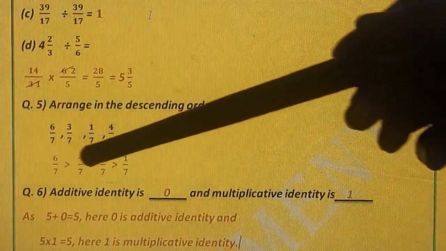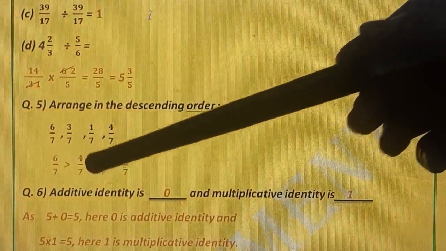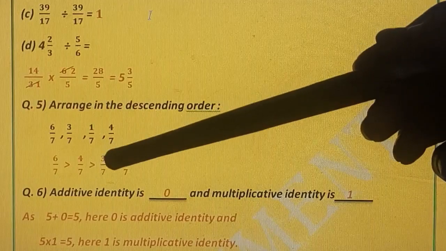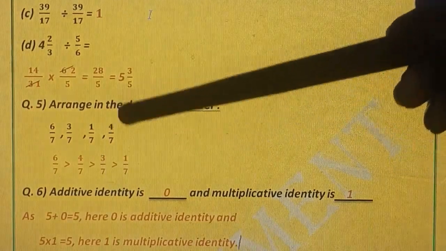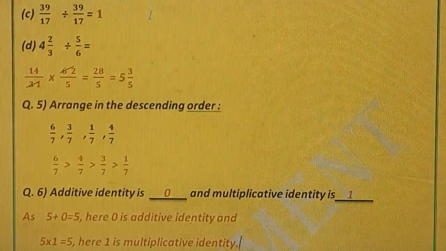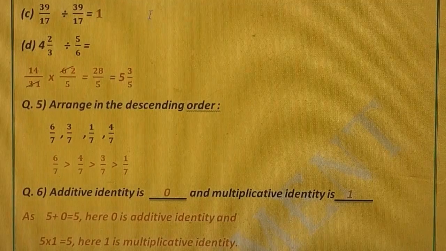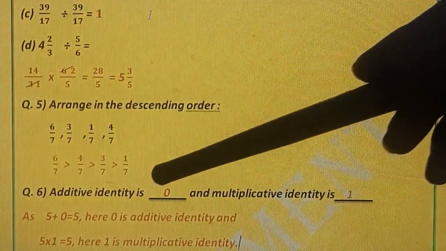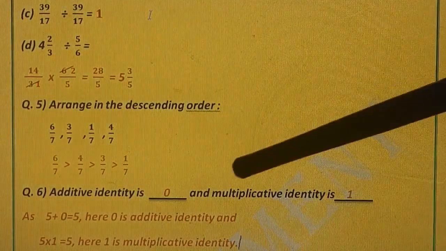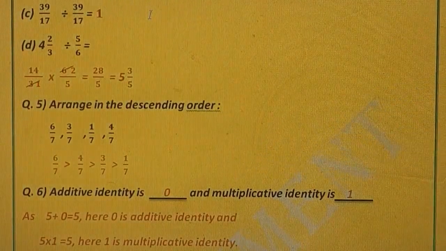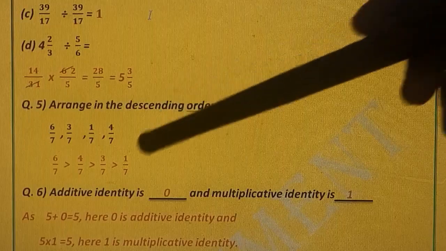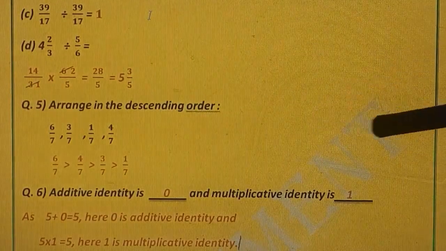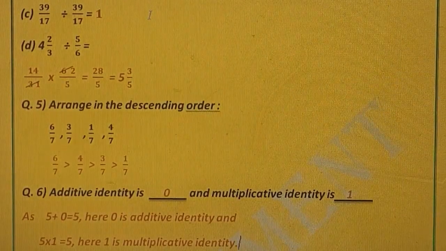So the descending order is 6 upon 7 is greater than 4 upon 7, 4 upon 7 is greater than 3 upon 7, 3 upon 7 is greater than 1 upon 7. Right? Question number 6. Additive identity is 0 and multiplicative identity is 1. Additive identity and multiplicative identity: understand these terms better.